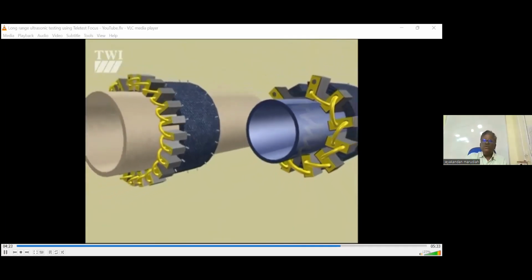Okay. Now, what is the advantage of it? The advantage is that for conventional UT, insulation removal is needed everywhere to seat the probe. In LRUT, only the location where you are putting a collar, that area only, insulation has to be removed. Other areas, insulation removal is not required. That is a major advantage of LRUT.